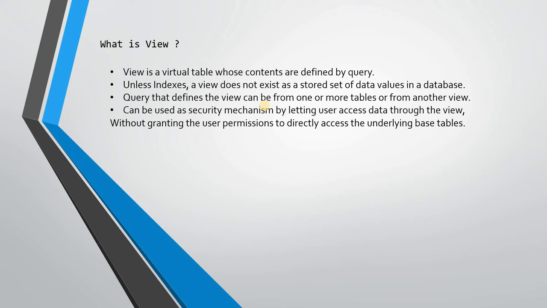A view can be used as a security mechanism by letting users access data through a view without granting the user permission to directly access the underlying base tables. You give the user access to execute the view, but you don't give permission on the underlying base tables to alter or modify. In this case, your tables are secure from the user for any alteration or modification, and they can only execute the view.